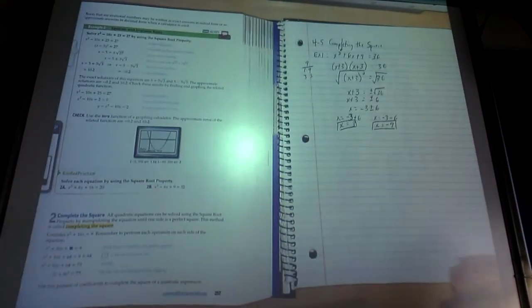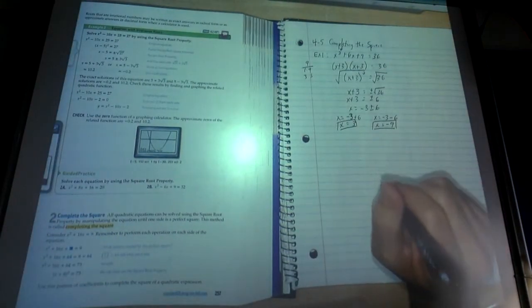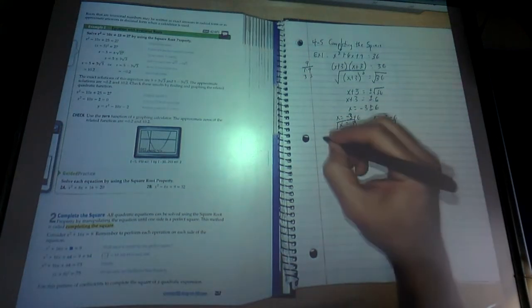Again, x plus 3 times x plus 3 is the same thing. So you kind of see how it goes. Now let's pick it up and make one work to our advantage. Let's go to example 2 at the top of page 257. Let's see how this plays out.